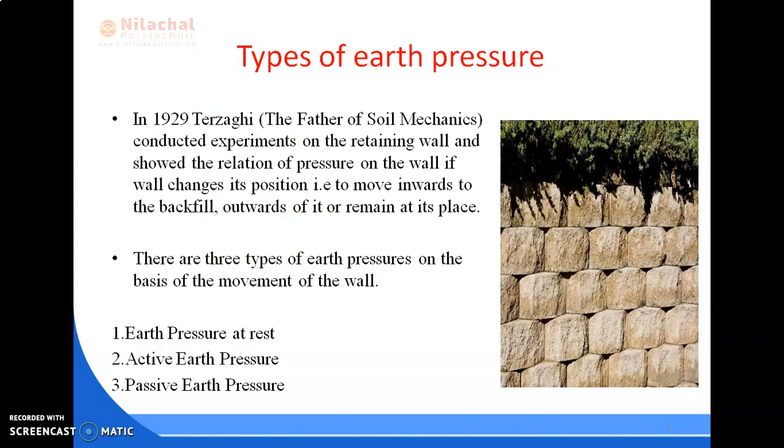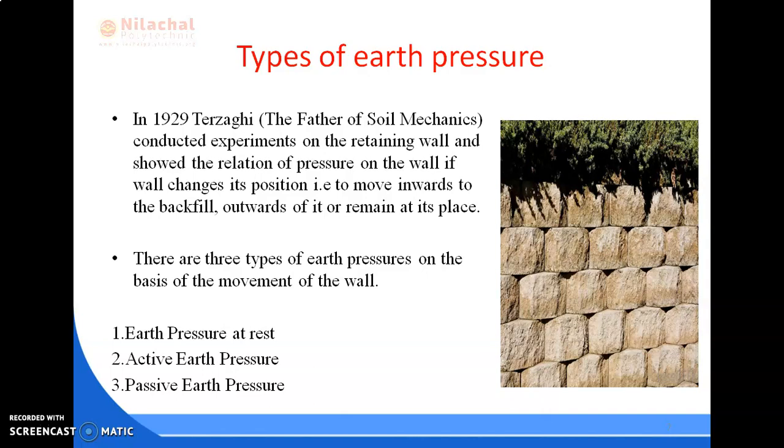Next is the types of earth pressure. So in 1929, Terzaghi, who is known as the father of soil mechanics, conducted an experiment on the retaining wall and showed the relation of pressure on the wall if the wall changes its position. That means to move inwards to the backfill, or outward from the backfill, or remain at its place.